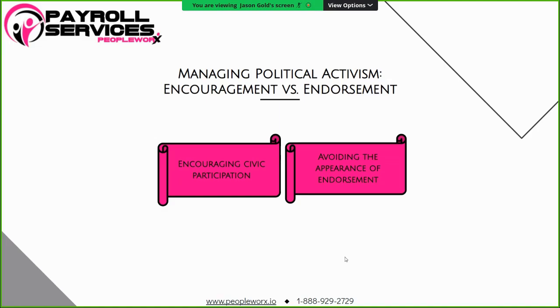Avoid the appearance of endorsement. Be careful when you are supporting causes or political movements as a company. If you choose to publicly endorse a political candidate or cause, it could alienate employees who don't share the same views. Encourage activism in general, but avoid singling out specific political ideologies in a way that could appear to be linked to your position of authority as management.